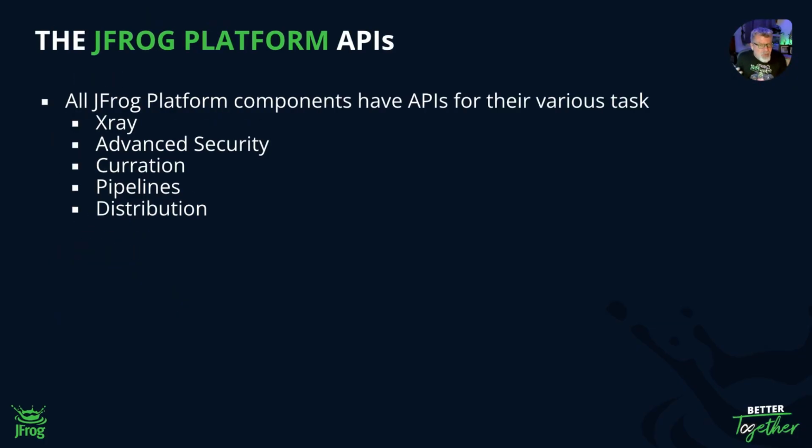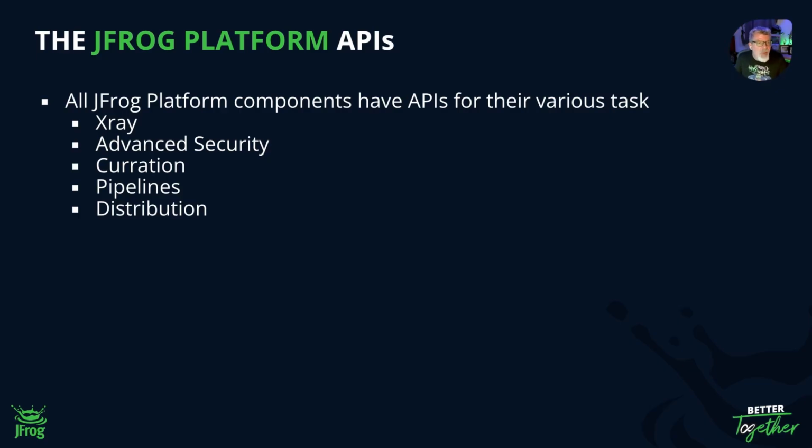The platform API also extends to Xray, or advanced security, curation, pipelines, and distribution. So anything you can automate in our platform can be done via the API. As I stated before, think about our products as a base foundation for you to do everything you need to do, and the APIs are a way for you to interface with that. Now, our APIs also use access tokens, which we talked about before in our permission models, to interact with it.